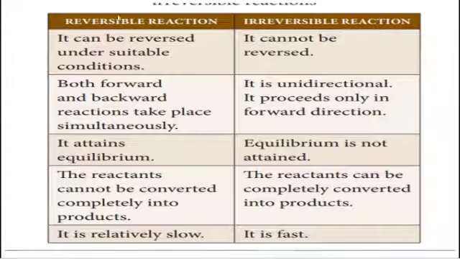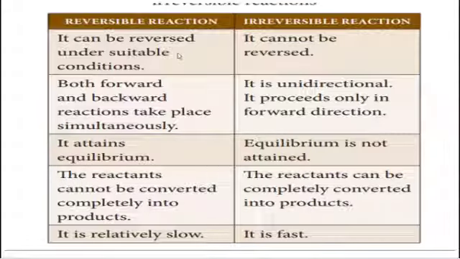A reversible reaction attains equilibrium. An irreversible reaction does not attain equilibrium. In a reversible reaction, the reactants cannot be converted completely into products. In an irreversible reaction, the reactants can be completely converted into products. A reversible reaction is relatively slow. An irreversible reaction is fast.